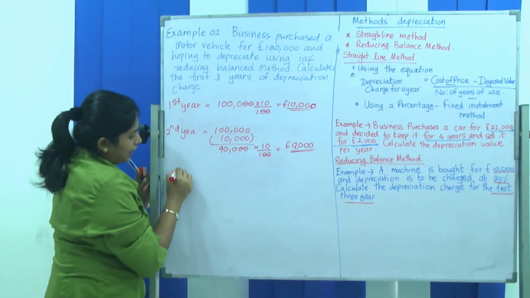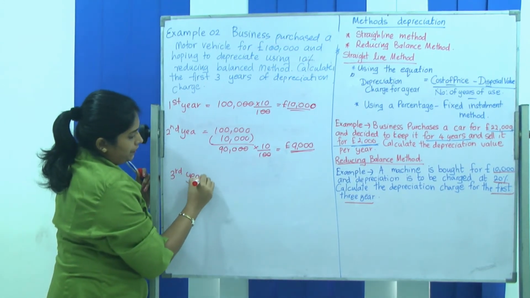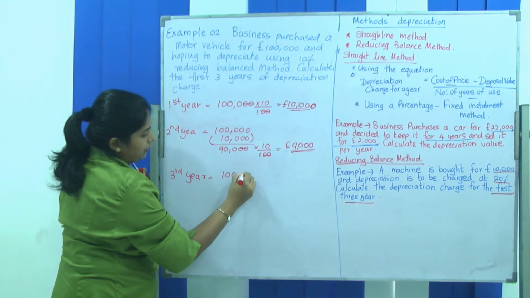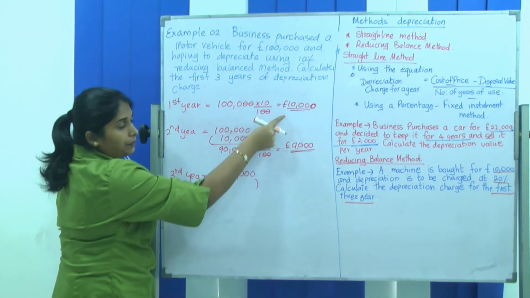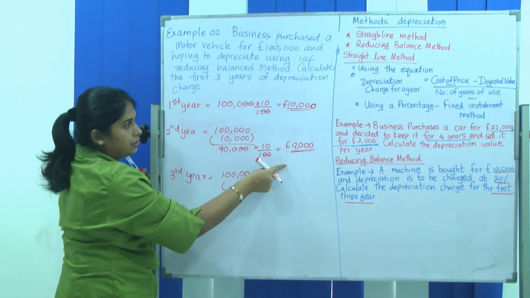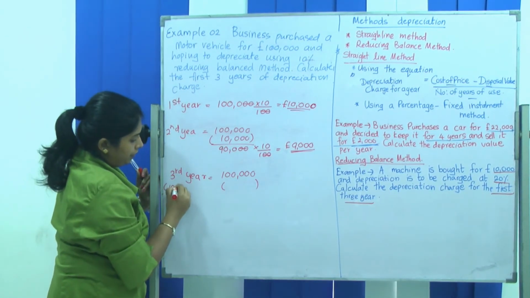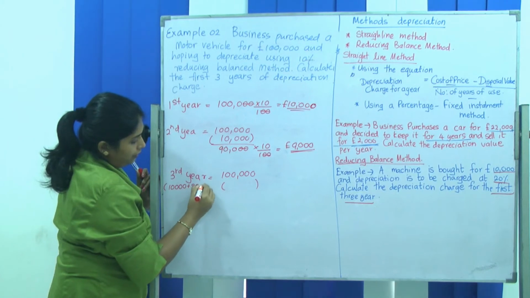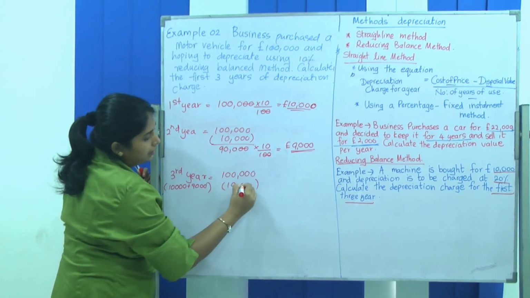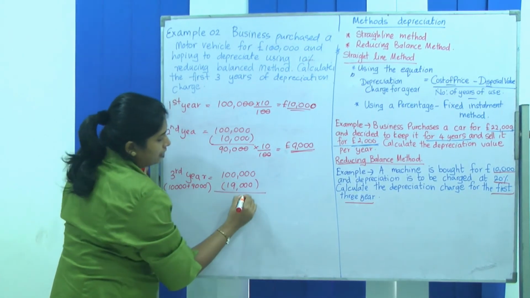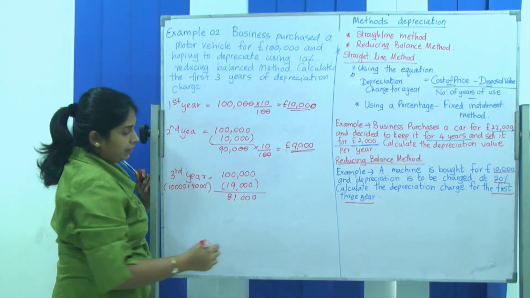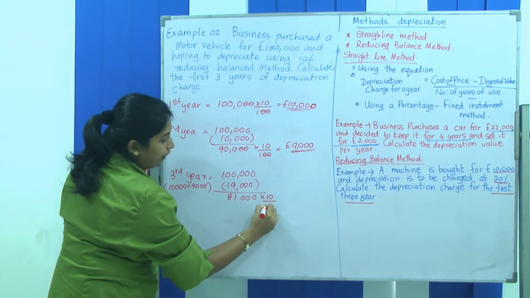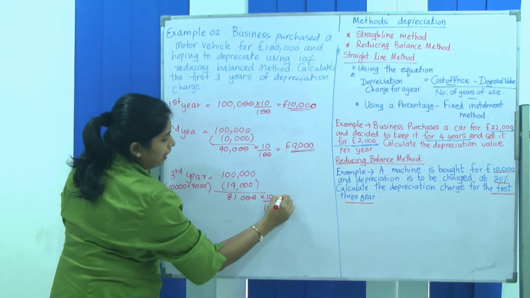Then when calculating the third year depreciation, 100,000 will be the cost, but before you calculate, you have to subtract the previous years' depreciation charge, that means the addition of 10,000 and 9,000. That means 19,000 should be subtracted, then you have 81,000. Out of 81,000 only you have to calculate the depreciation charge.